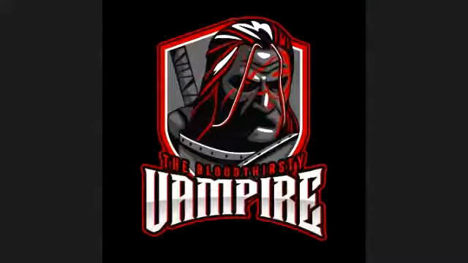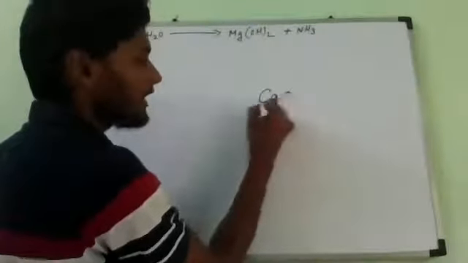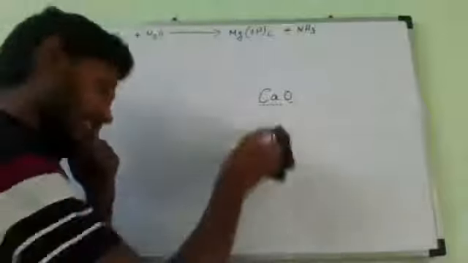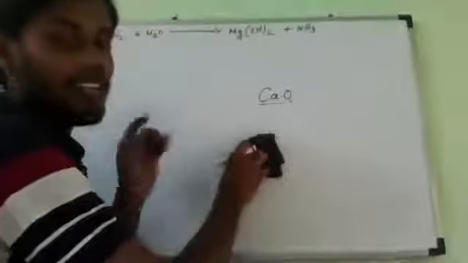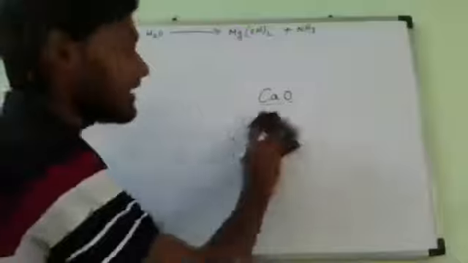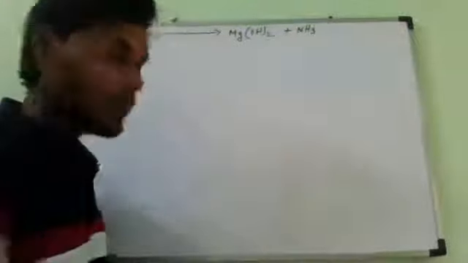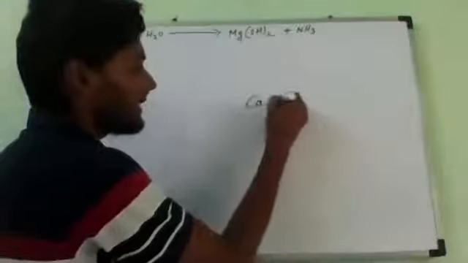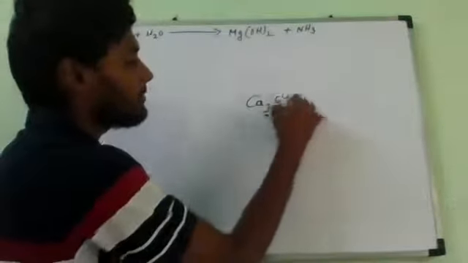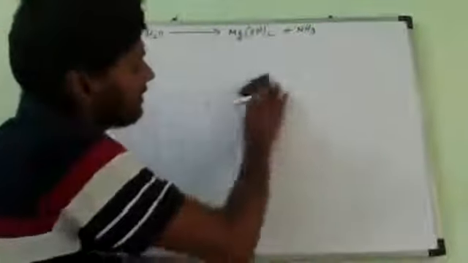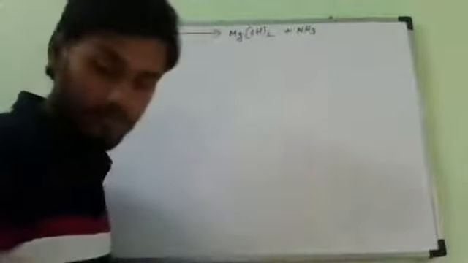Sir, then for calcium oxide, calcium also 2, oxide also 2? Calcium oxide, only one is there. Understood? That is, we balanced it; we have made it into the lowest fraction. The actual formula is Ca2O2, but both are divisible by the same number, so they get cancelled. Understanding?